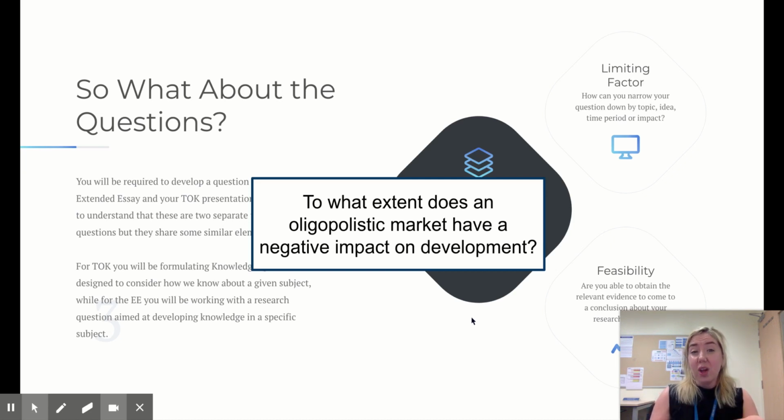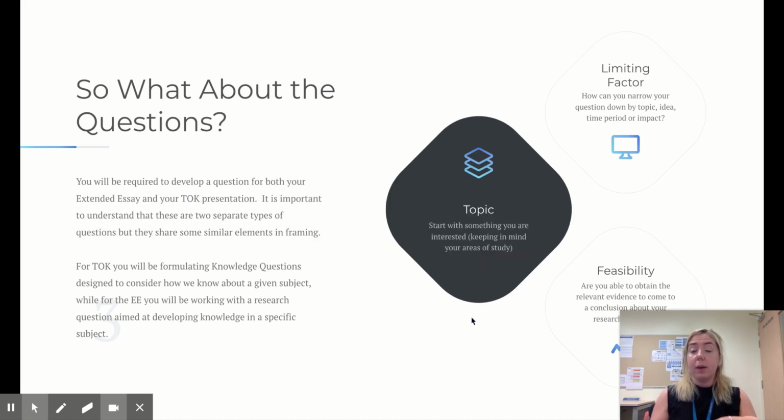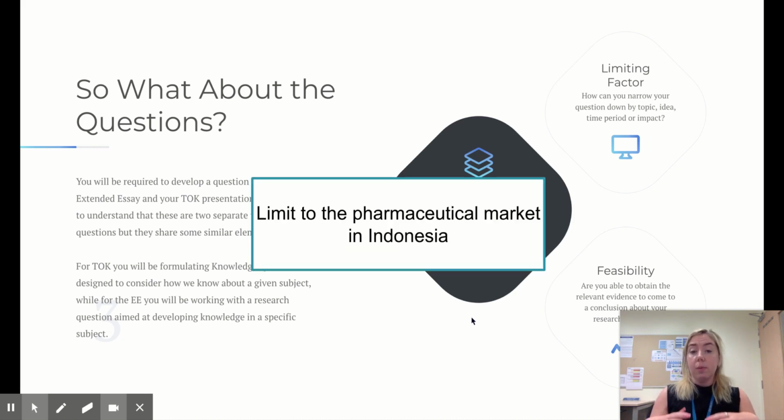Now, it's not just about that, okay? If we look at that, that might help us come to something that's a little bit more narrow, like limiting it to the pharmaceutical market in Indonesia. But we then need to think about feasibility. In your minds, you'll say, oh, I've got plenty of time and I'm going to spend my summer collecting data. It doesn't matter that it's going to be huge amounts of surveys or observation. I'm really passionate about the subject, and that's great. But you need to think about the realities of how much time you're actually going to spend doing this.